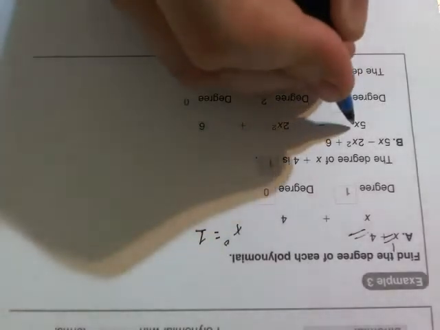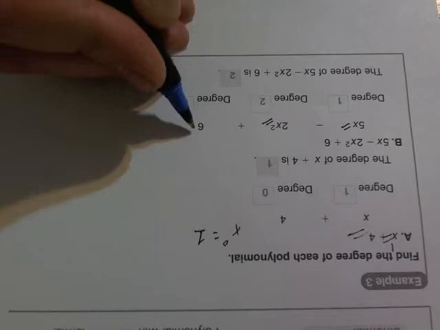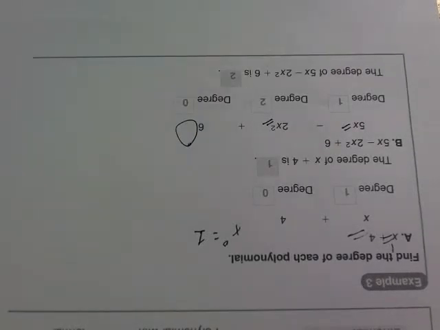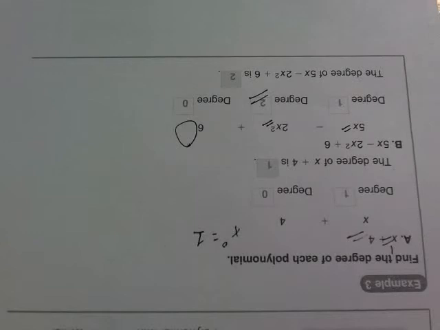5x minus 2x squared plus 6. Well, first two parts are real easy. Here's x. Well, as we know from the last question, since that has no exponent, the degree there is 1. 2x squared, there's a stated exponent there, so the degree is 2. And then on 6, here, no exponent, so the degree is 0. So what's the greatest degree there? The greatest exponent is 2 here, so the degree of 5x minus 2x squared plus 6 is 2.